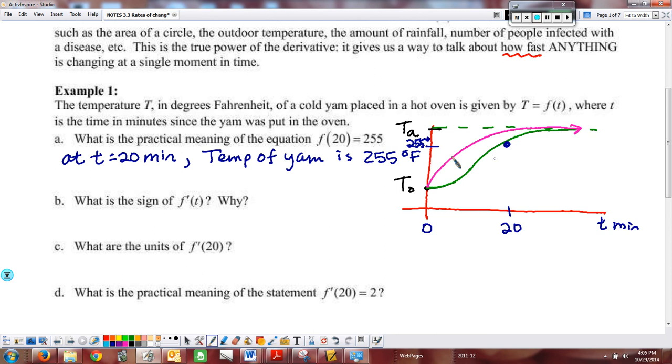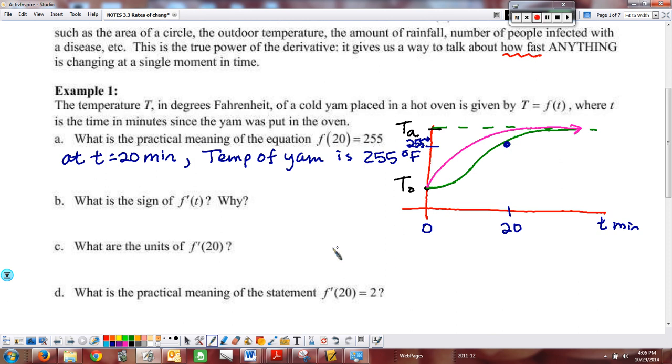So we understand that the original function, because it's a quantity function, our quantity is the temperature. Our unit on the x-axis is going to be the time in minutes, and our unit for the y-axis is going to be the temperature in degrees Fahrenheit.